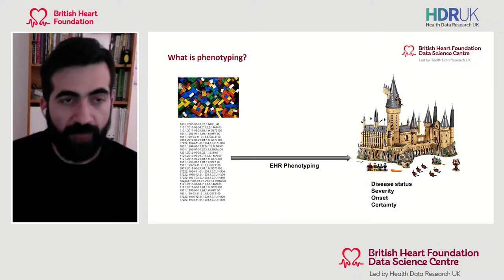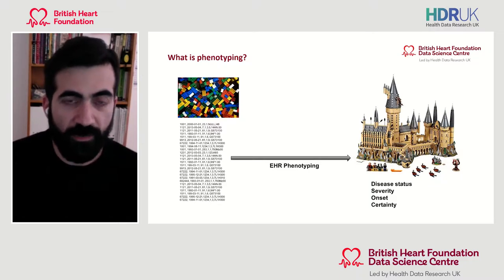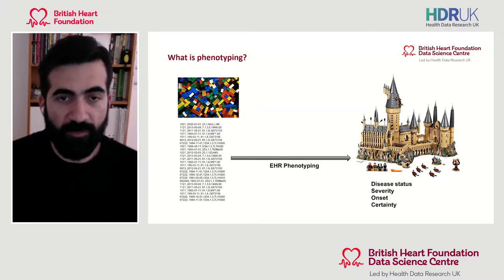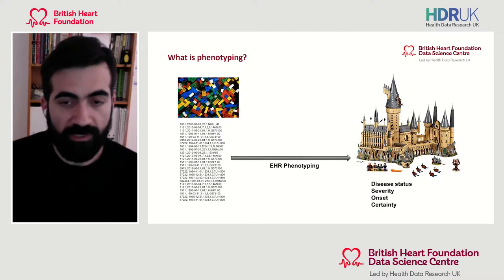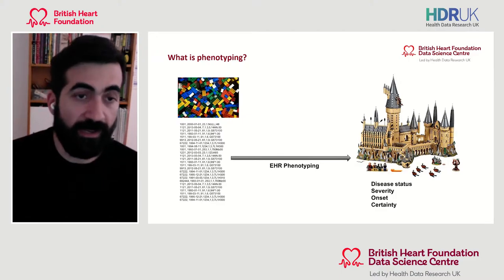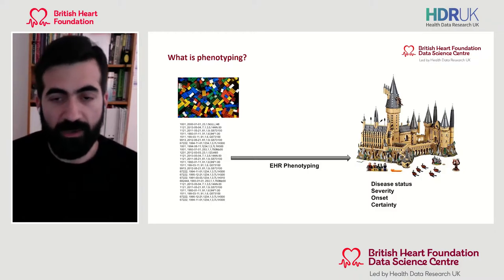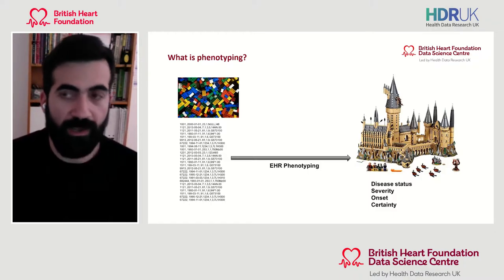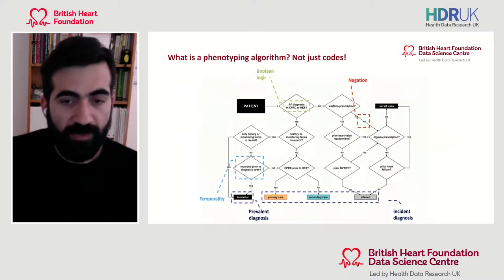And a lot of the time that we spend using the rich data in the Data Science Center and the TRE is essentially building phenotyping pipelines. So identifying, given the raw data of a patient across multiple sources, who has a particular disease, when did they get it, can we ascertain the severity, and can we say with some sort of certainty when did they get it? So what is a phenotyping algorithm?